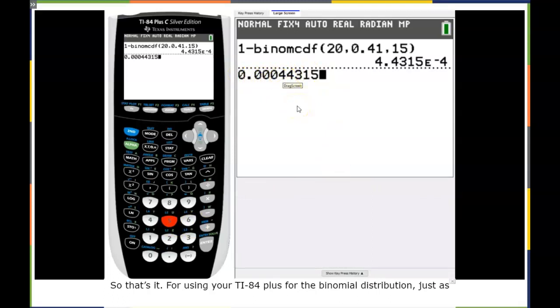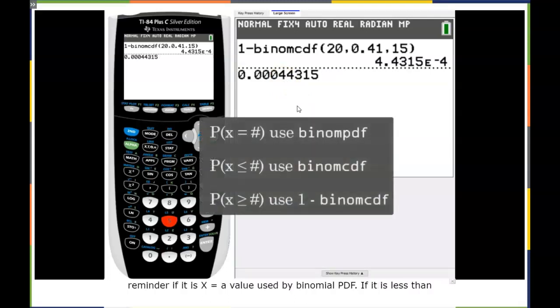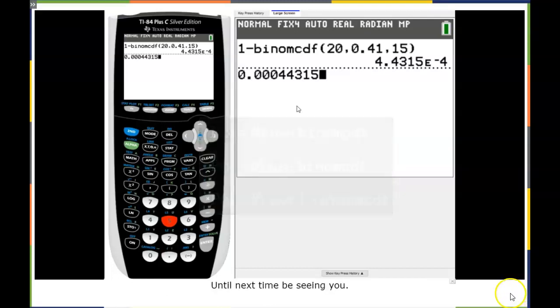So that's it for using your TI-84 Plus for the binomial distribution. Just as a reminder, if it is x equals a value, you'd use binomial PDF. If it is less than or equal to a value, then you'd use binomial CDF. And if your value is x is greater than or equal to some number, then you would use 1 minus binomial CDF. And that's it for now.